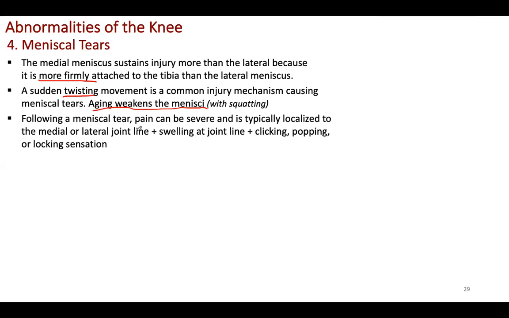Following a meniscal tear, pain can be severe and is typically localized to the medial or lateral joint line, depending on which side is torn. There is swelling at the joint line, and there is a clicking, popping, or locking sensation. But usually, if a meniscal tear happens to a player during the game, interestingly and surprisingly, that player can continue the game. It's painful, but not to the extent of preventing the player from continuing.